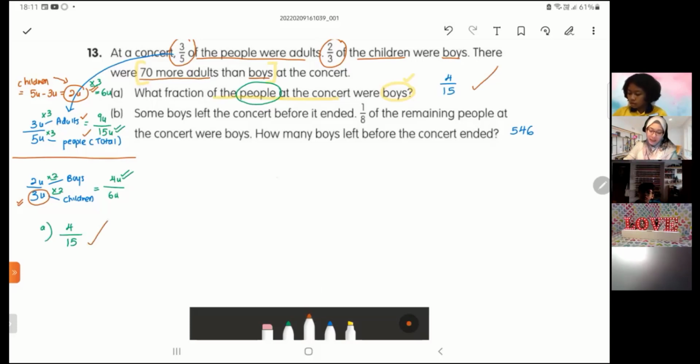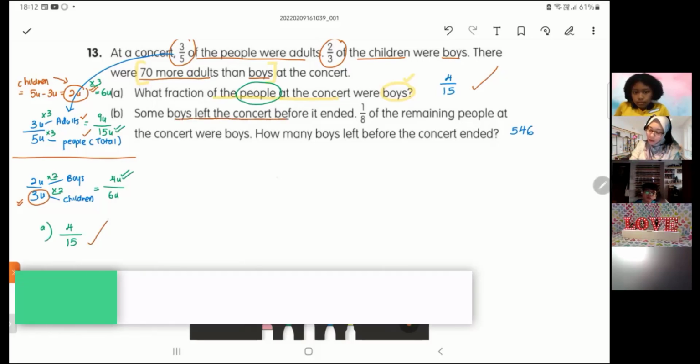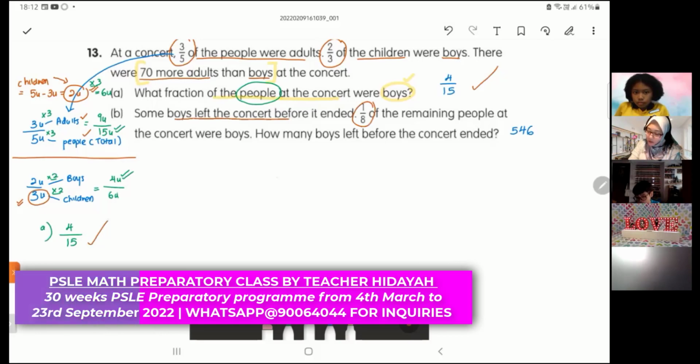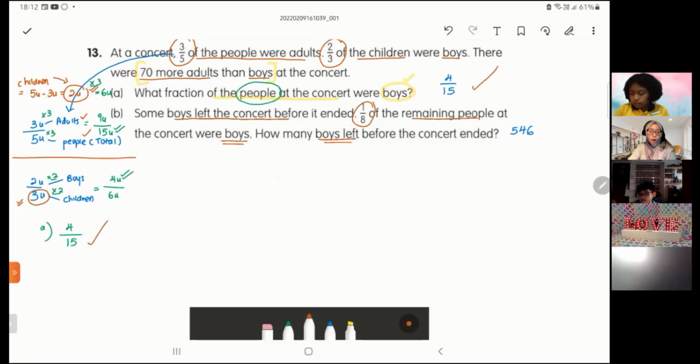Part B requires some calculation of the number of boys because you see, some boys left the concert before it ended. 1/8 of the remaining people were boys. How many boys left the concert before it ended? So we know now that the boys is 4 units and then the children is 6 units. Correct? Can we find? We continue from here. If this is my boys and my children, okay, can I find the adults and the boys difference?